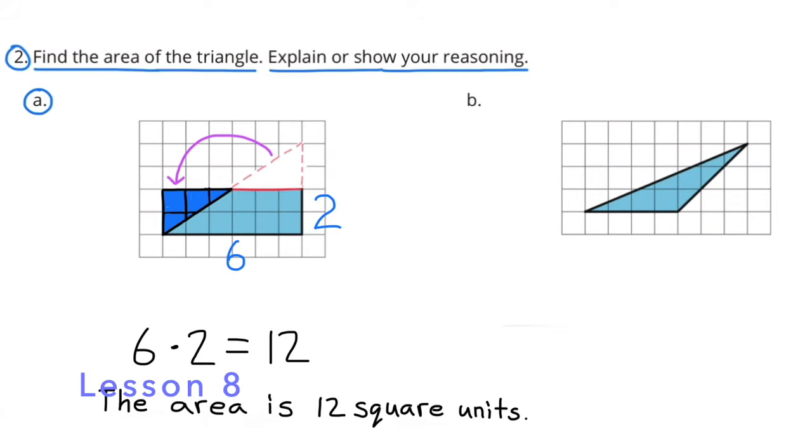The area of this rectangle is 12 square units, and the area of the triangle is 12 square units, because the rectangle was made out of the same parts as the triangle.